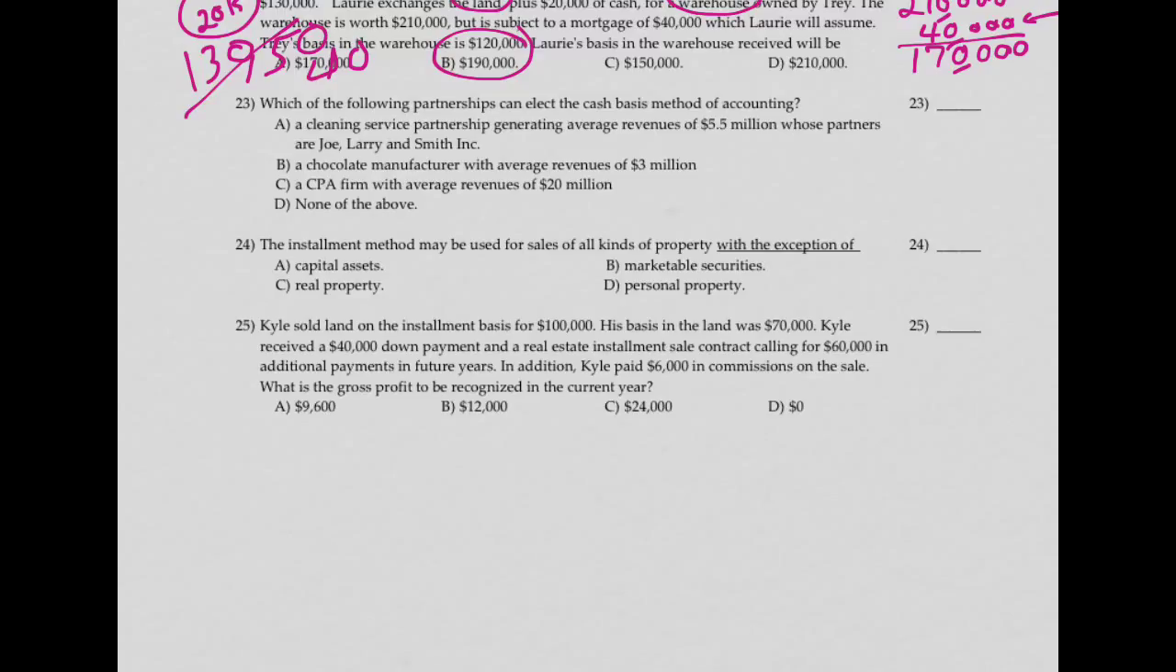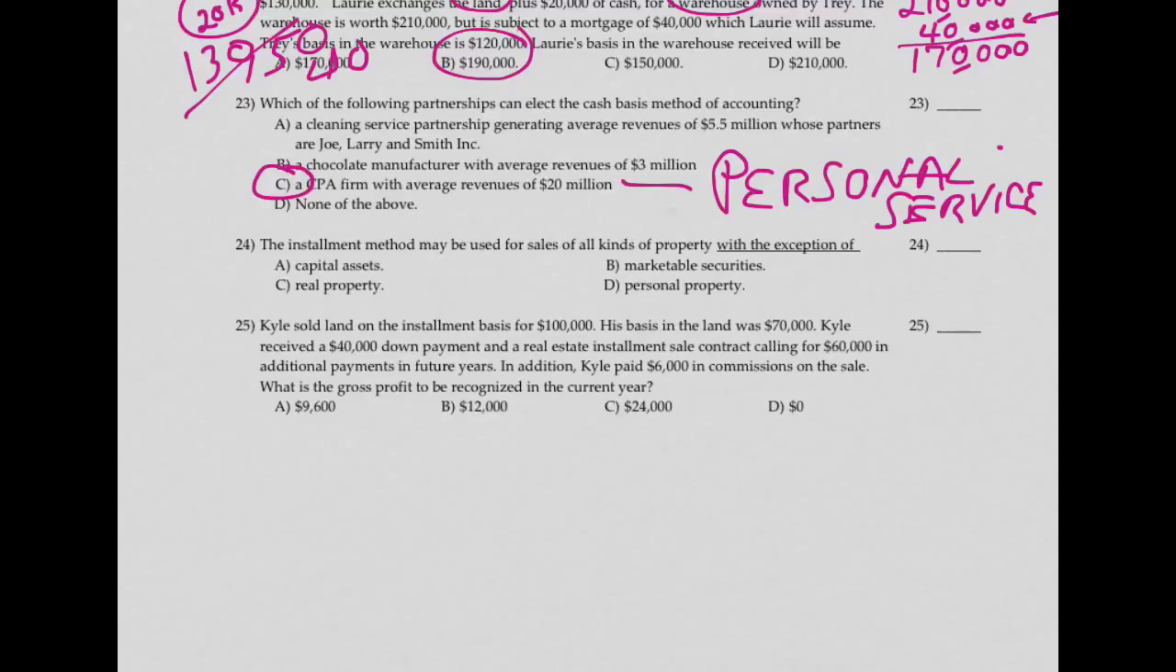Which of the following partnerships can elect the cash basis? This goes as a throwback question, just as a review. And here the answer was C. Remember, personal service. Got to get that straight. Okay. Personal service has unlimited exception to the accrual basis rule. And that's why answer C.